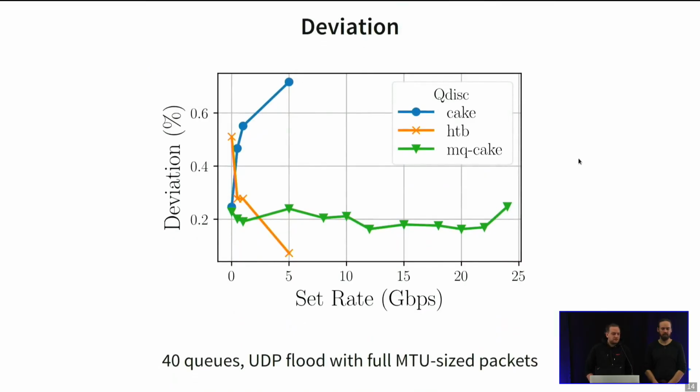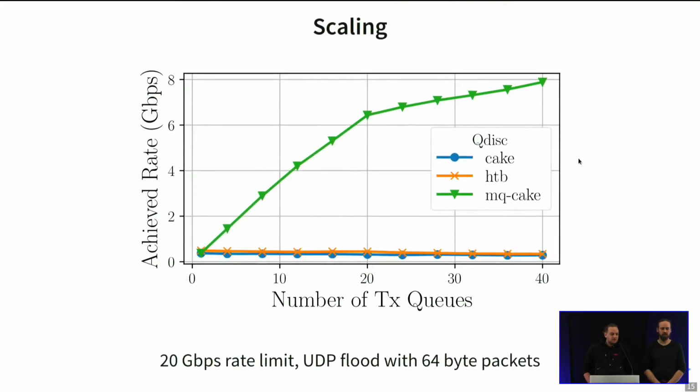This plot shows the deviation from the configured rate. And here the take-home message is basically that MQCake is able to have relatively low latencies or deviation of 0.2% from the configured rate, while single Q and HTB just go off the charts beyond 5 gigabits per second. The next interesting question is, how is the scaling behavior of our approach?